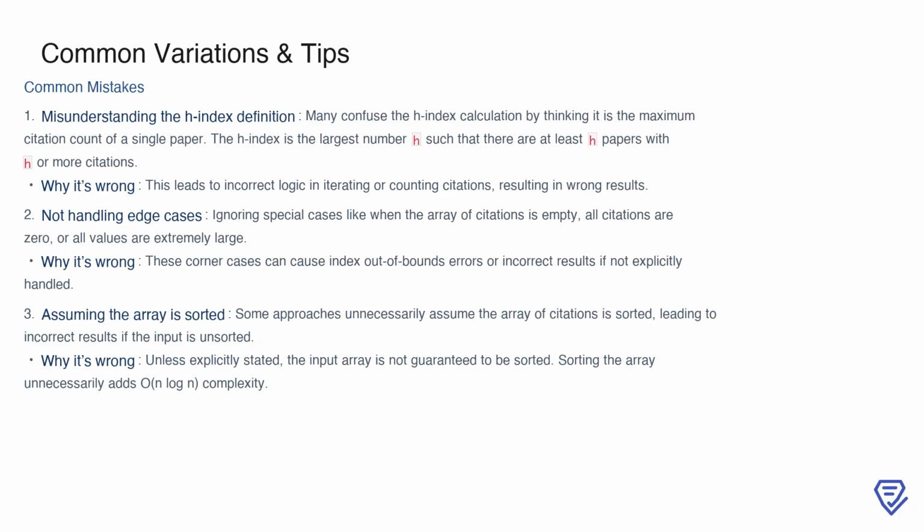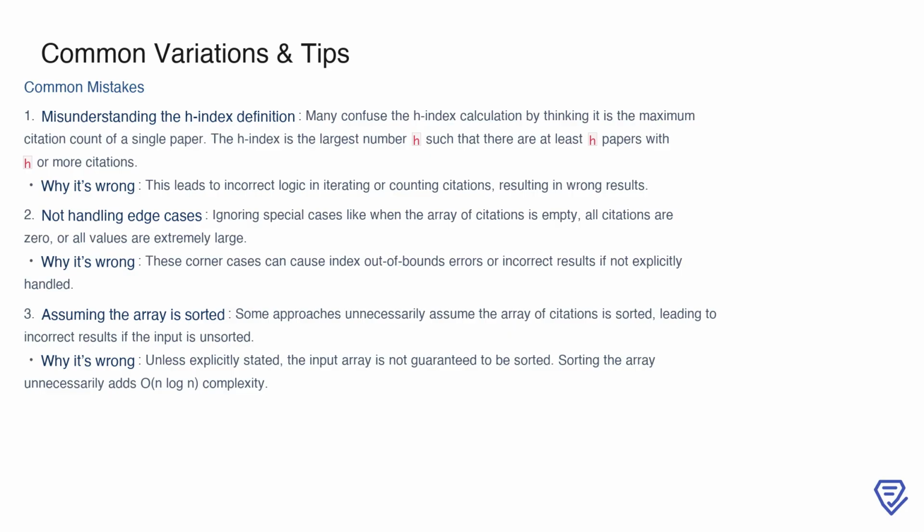One common mistake when solving the H-index problem is misunderstanding its definition. Many people incorrectly assume that the H-index is simply the maximum citation count of a single paper. However, the H-index is actually the largest number, H, such that there are at least H papers with H or more citations. Misinterpreting this can lead to faulty logic when iterating or counting citations, resulting in incorrect outcomes.